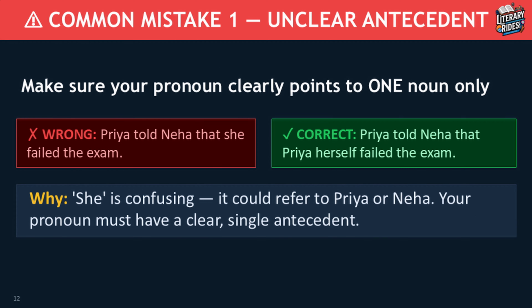Mistake number 1. Unclear antecedent. The wrong sentence is, Priya told Neha that she failed the exam. Wait, who failed? Priya or Neha? We don't know. The pronoun she is confusing because it could refer to either person. The correct sentence is, Priya told Neha that Priya herself failed in the exam. Or reconstruct the sentence entirely for clarity. Always make sure your pronoun clearly points to one noun only.